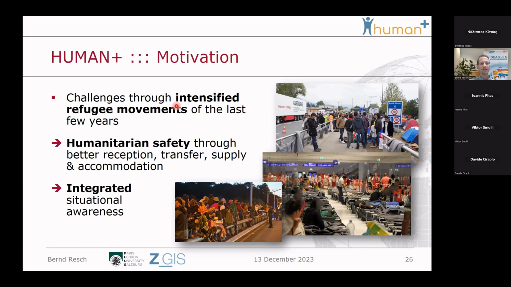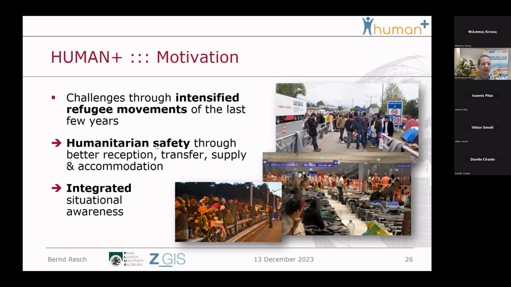So these intensified refugee movements really put crisis managers through very, very tough times and in front of heavy challenges. And our goal here is obviously to ensure humanitarian safety through better reception, transfer, supply, and accommodation of refugees. Meaning, if humanitarian aid organizations know when, how many people arrive, and what needs they have, they can prepare accordingly. How many meals do I need? How many blankets do I need? How many diapers, sanitary articles, tents, all different kinds of things.